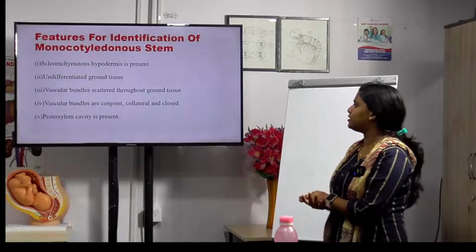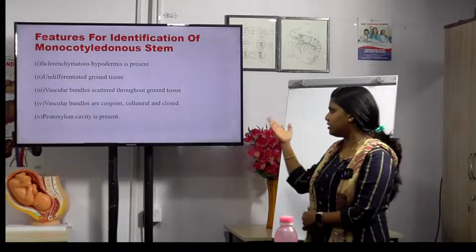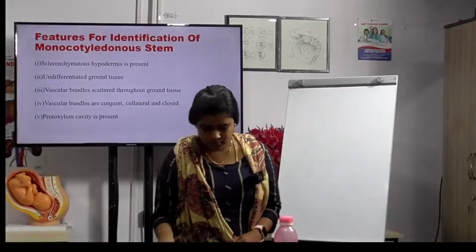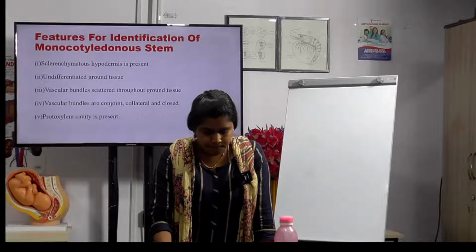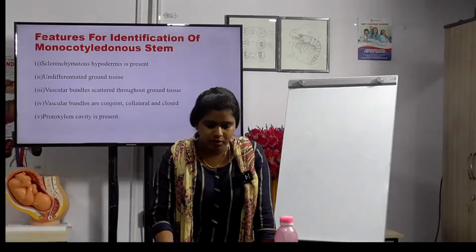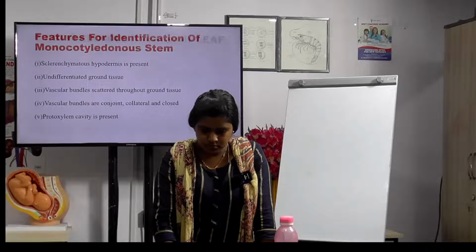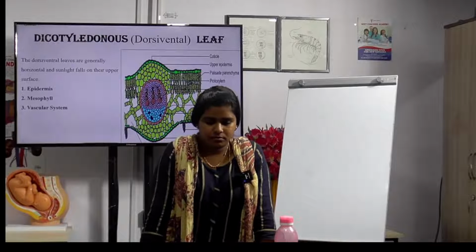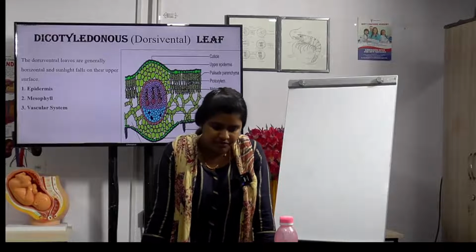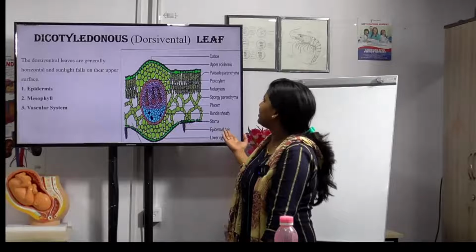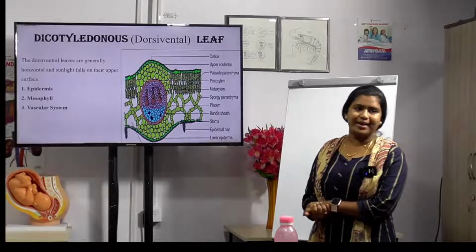Vascular bundles are scattered throughout the ground tissue, and the vascular bundles are conjoined, collateral and closed. What is conjoined and collateral? Conjoined means xylem and phloem together, unlike radial. Collateral means one patch with xylem and phloem.